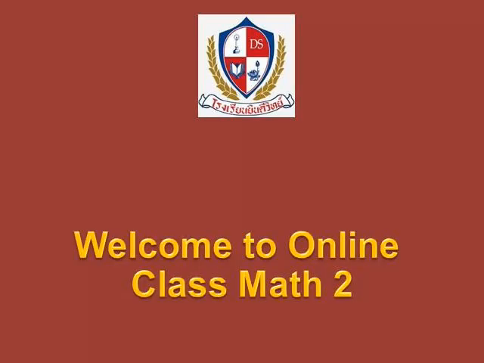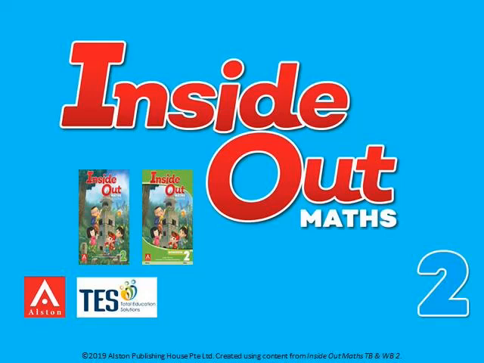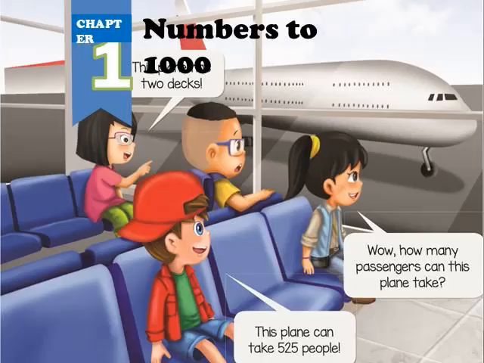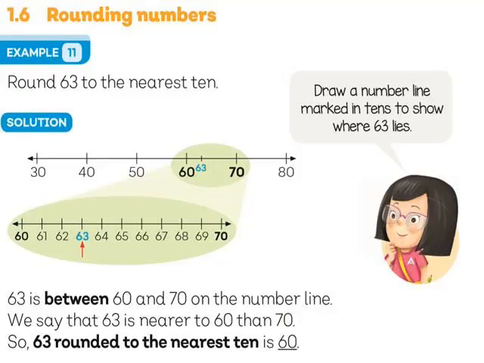Welcome to online class Math 2. Okay, if you have the Inside Out Math book, you can use this as your guidebook and we will answer your book later together with Teacher Don. So we are now in Chapter 1, numbers to 1000. So we are going to study 1.6, the rounding numbers.